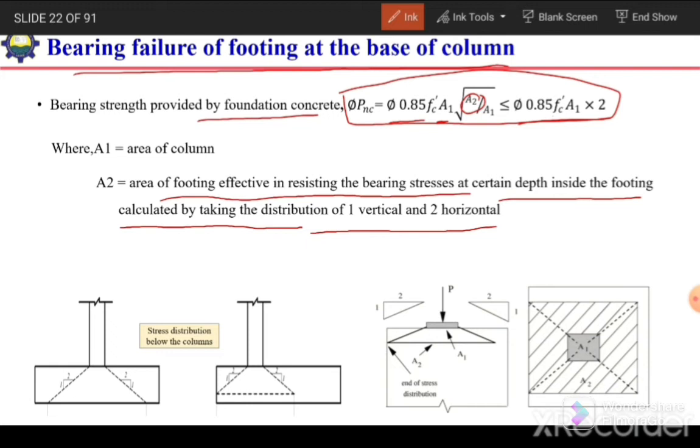So if the case is like this, the footing is sufficiently large and this tributary area lies within this footing, so in that case the area will be considered at this location, at the bottom of this footing. So if this is H or D, we will go in this direction equal to 2H, and in this direction 2H, and similarly 2H on all 4 sides.